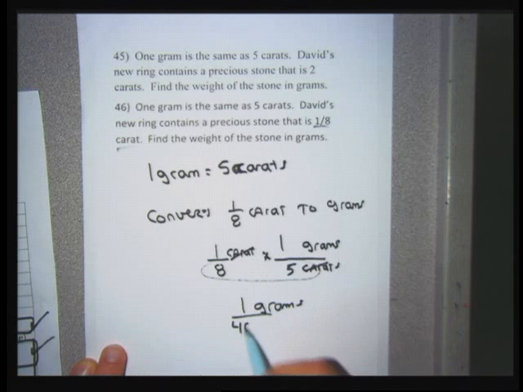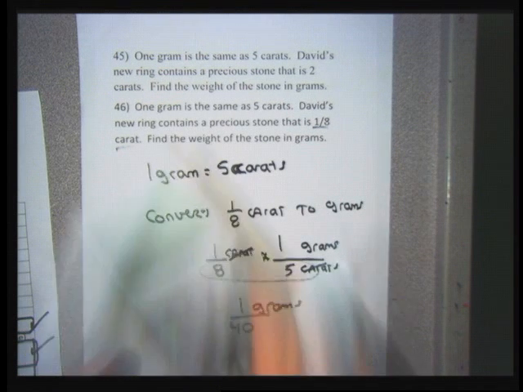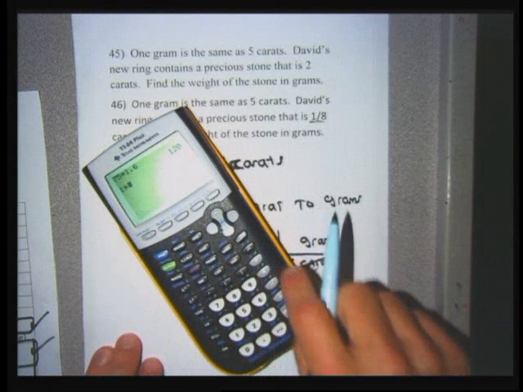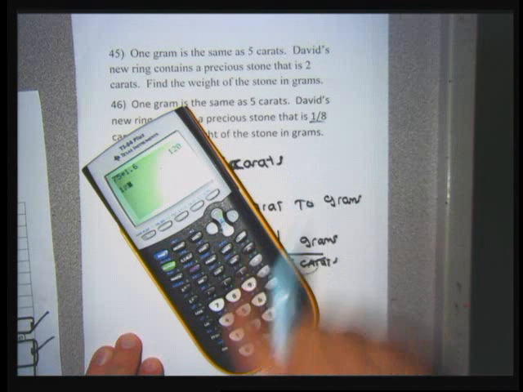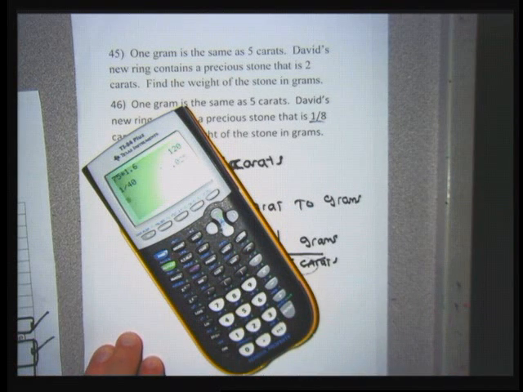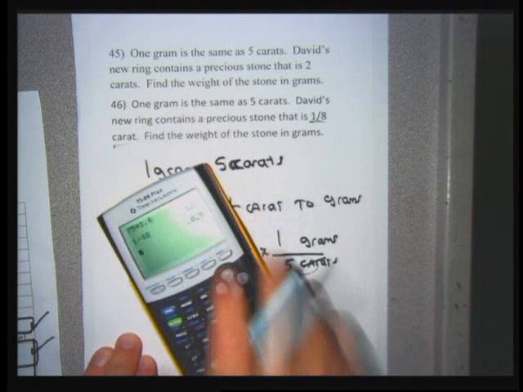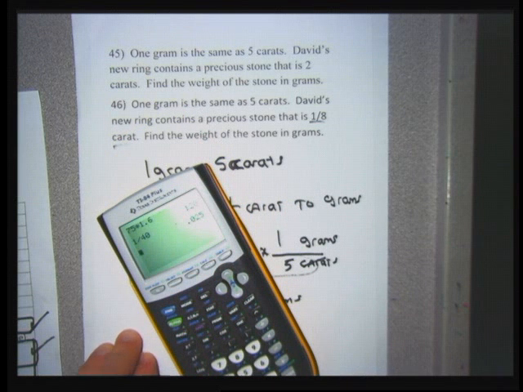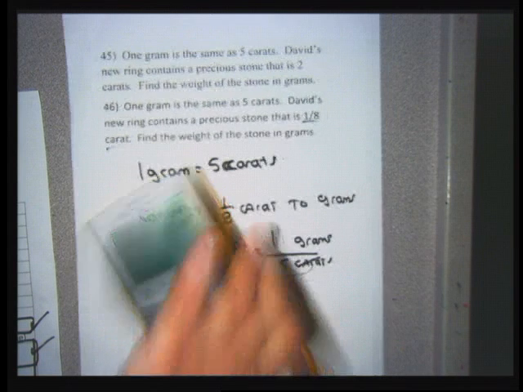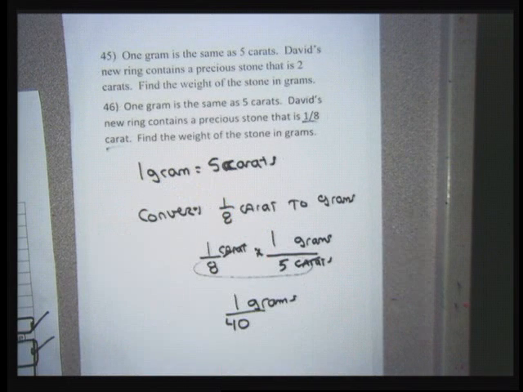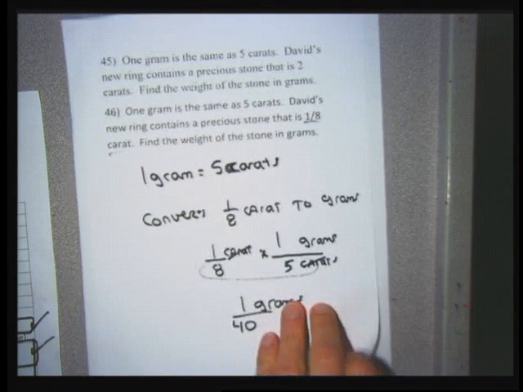So for an answer, I'm going to write 1/40th of a gram. You could make that into a decimal if you want. 1 divided by 40 is 0.025. You could write 0.025 grams or 0.03 grams. That would be an equivalently correct answer. But a fraction answer is never a bad answer, and if it doesn't say anything about rounding, I'd live with a 2 decimal rounded answer as well.